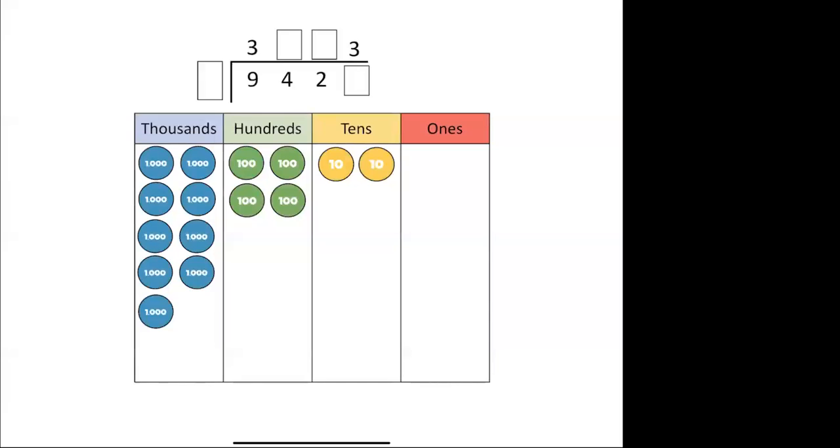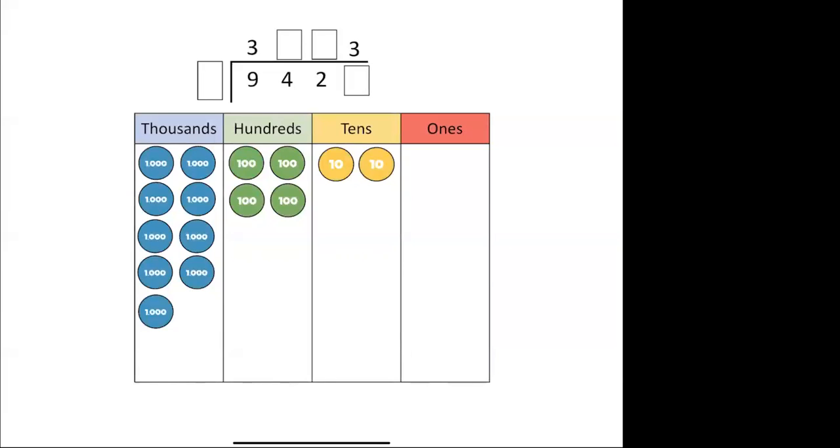It's a bit complicated, so let's just show what you do. At the moment, we know we've got 9 thousands, 4 hundreds and 2 tens. We don't know anything else. We're not sure about the ones column at the moment. Now we've got to work out, if I start with 9 thousands and put them into groups, how big are the groups where I get 3 of them?